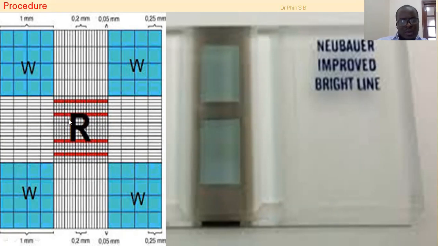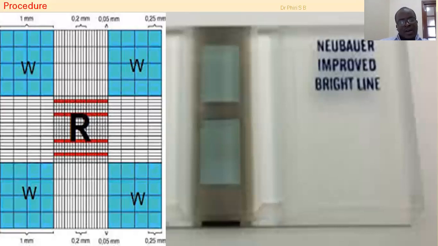Why? It's because this square has got 25 small squares instead of 16. So you have 1, 2, 3, 4, 5 this side, 1, 2, 3, 4, 5 this side. 5 times 5 gives you 25. So there are 25 small squares inside. But you don't count on all the 25 small squares. There are selected 5 squares where you're going to do your counting.